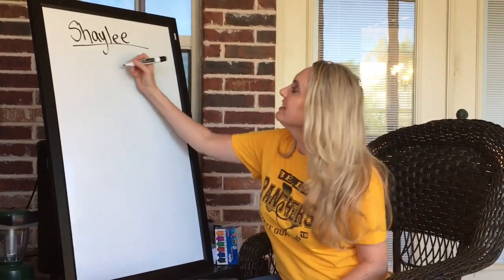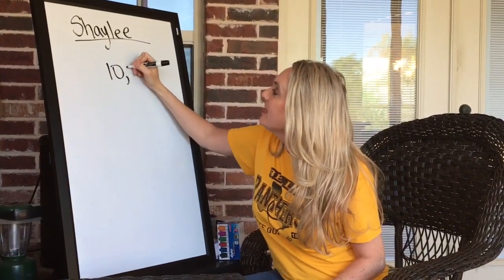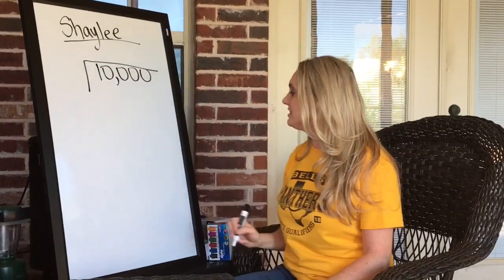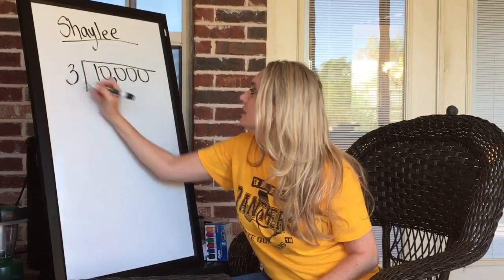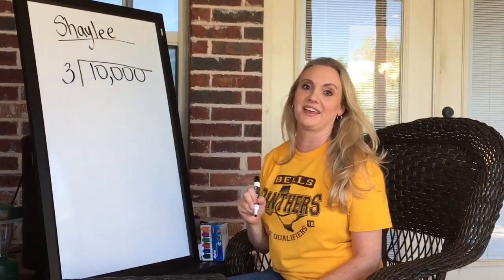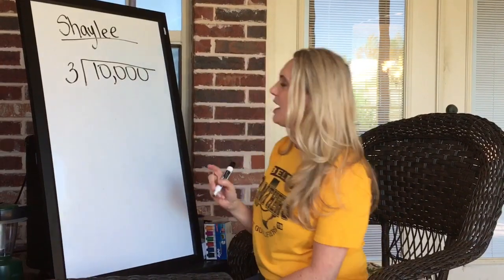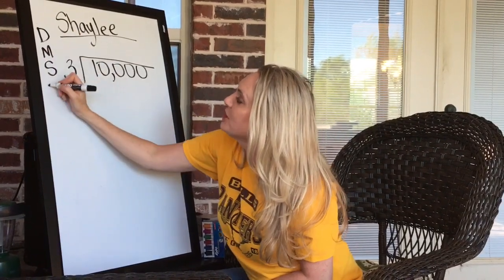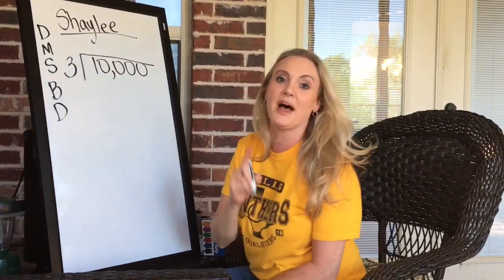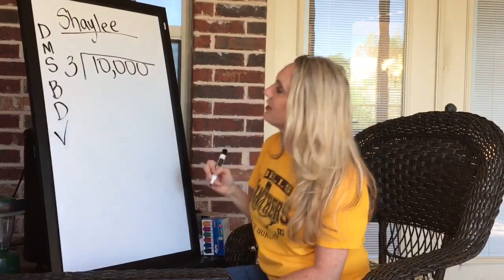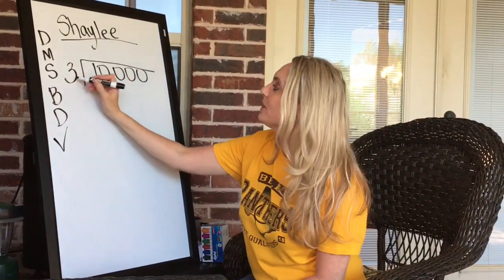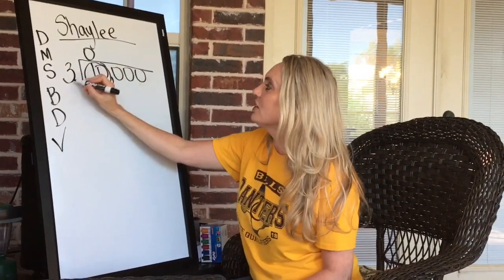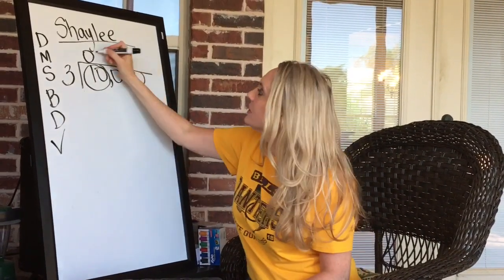So Shaylee has 10,000 rubber bands, and she wants to divide them among 3 friends. Okay, this one's gonna be a lot of steps. So we might want to put divide, multiply, and subtract. Bring it on down, bring it on back, and don't forget your recheck. So let's get started. 3 cannot go into 1, so we want to hold our 0 and go over to the 10. 3 can go into 10 3 times.